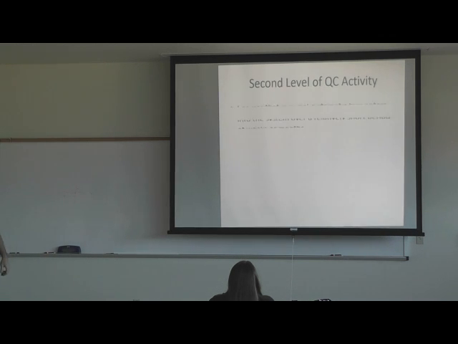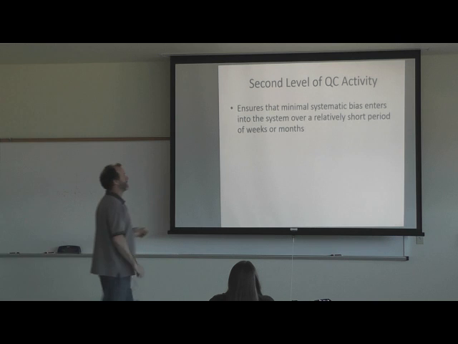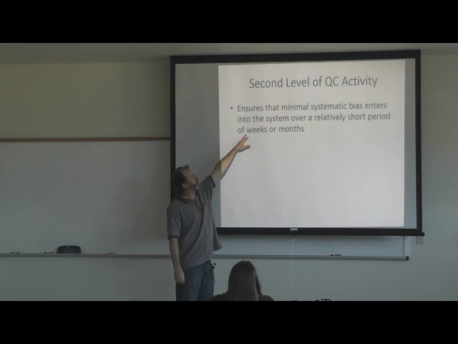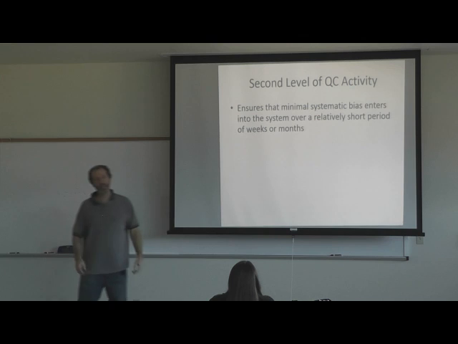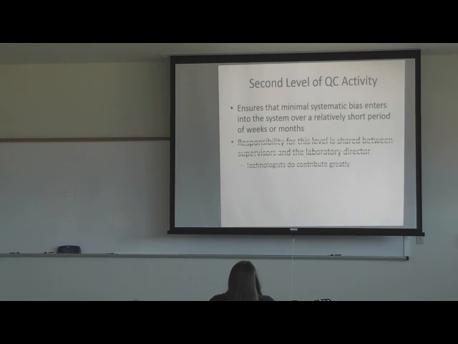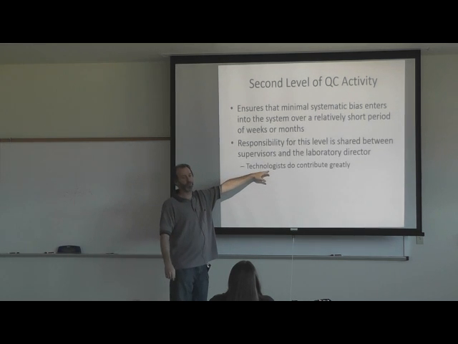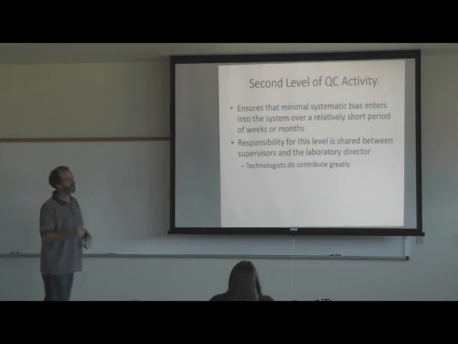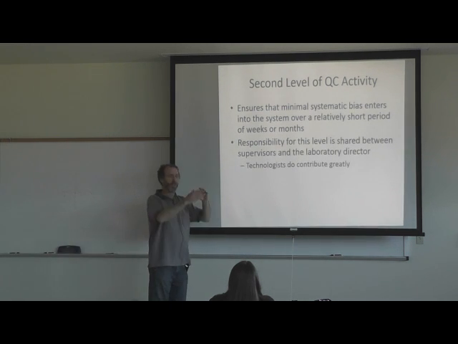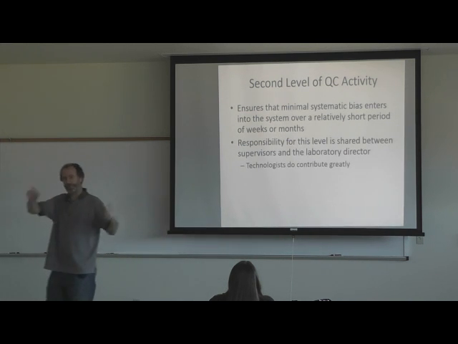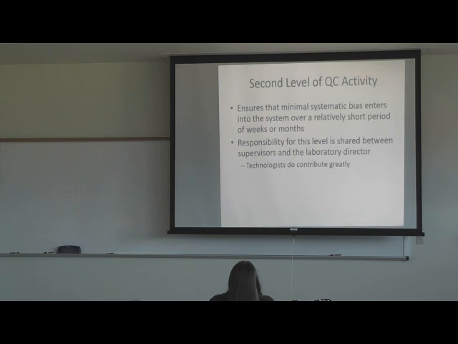The second level of QC activity ensures that minimal systematic bias enters the system over a relatively short period of weeks or months. That's going to be more the responsibility of the lab director. But the technologists do contribute greatly, because they're the ones running all that QC. And because they generate that data, the lab director can look at it over a broad period of time and see if you get any drifts one way or the other. If it's slowly drifting low or high, you can determine that from the QC data.